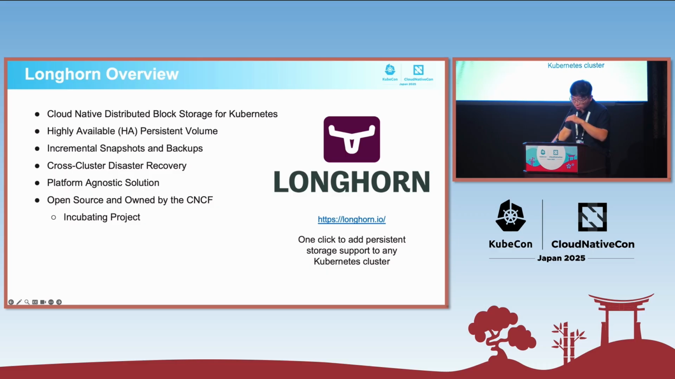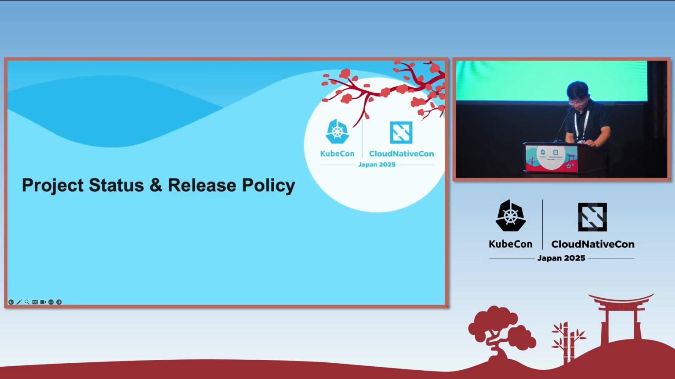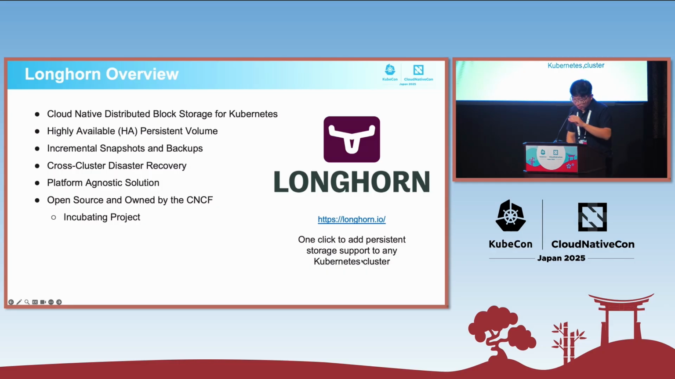Okay. And also, Longhorn is a platform-agnostic solution. So you can install Longhorn on different Kubernetes distros or Linux distros. Okay. And now, Longhorn is an open source project and owned by CNCF. So it is an incubating project. We want to move it forward. And so we hope more and more developers can join Longhorn and bring it to graduation status. Okay, this is the official website of Longhorn. Yeah, so you can click here to check the details.